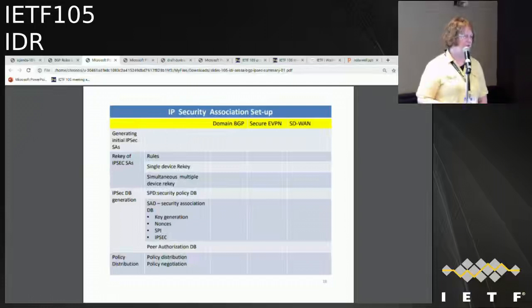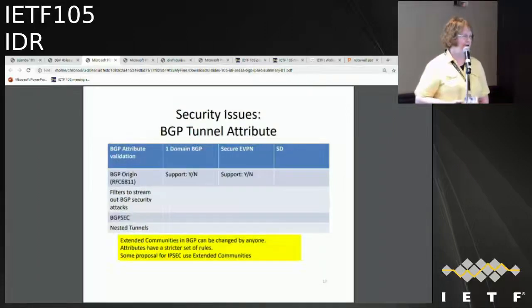We're looking at generating IPsec SAs, rekeying, IPsec database generation, both SPD security policy and SAD. We're looking at peer authorization database and policy distribution. Kudos to June. He filled out all of his for the domain. There are the BGP security issues: when you have an implementation, you need to check the box whether you're doing origin filtering. That will require a link to the PKI or something nearby it. You need filters to string out attacks. Those have to be downloaded. That could be part of an I2NS download as one of the capabilities.